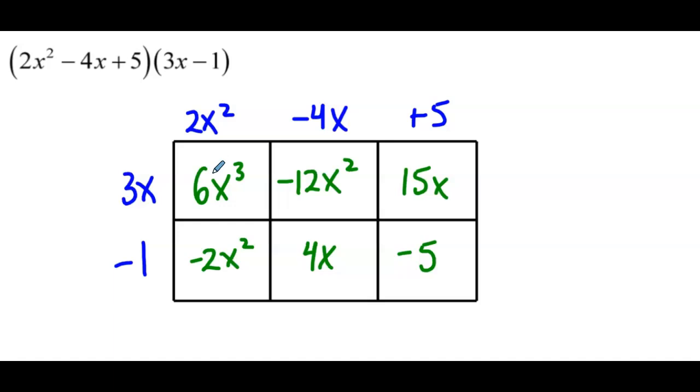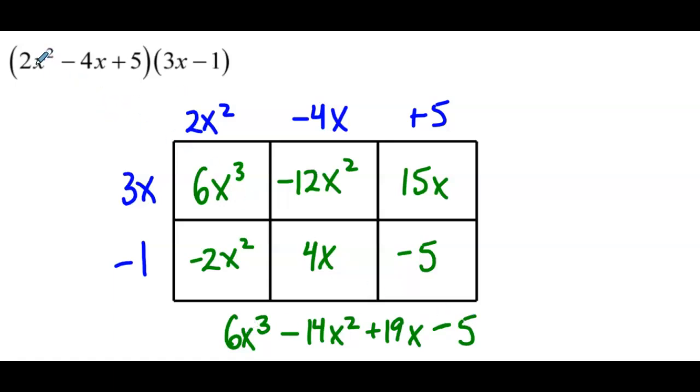So 6x cubed, I don't see any other x cubed terms, so 6x cubed. And then we have negative 12x squared and a negative 2x squared, that's going to be negative 14x squared. 15x and 4x is plus 19x. And then minus 5. So there we have the resulting polynomial when we do our multiplication.